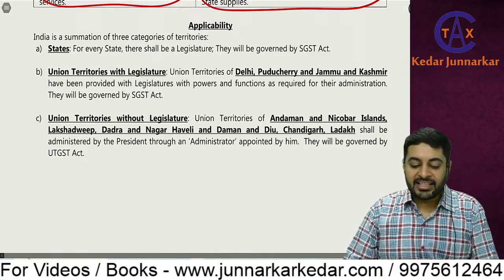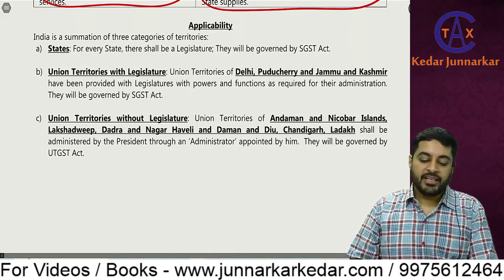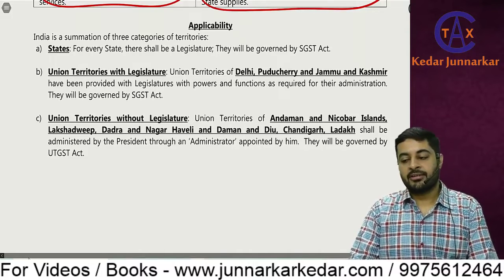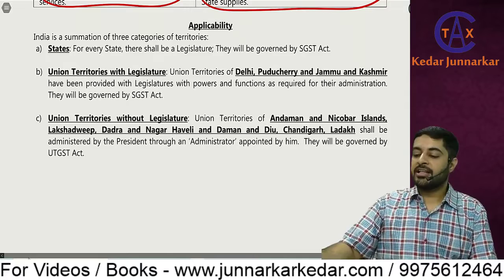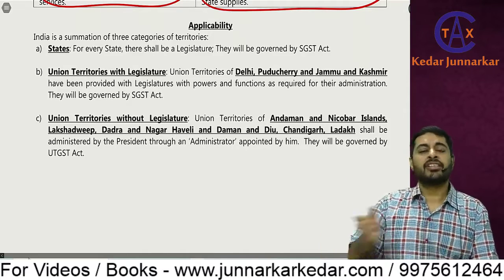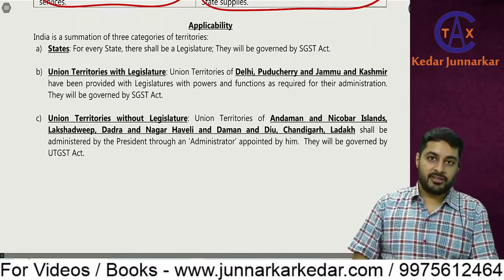Applicability: India is a summation of three categories of territories. First, states. For every state there is a legislature, and they will be governed by the SGST Act. Which are the different states? Maharashtra, Goa, Karnataka, Andhra Pradesh, Tamil Nadu, Bihar, then Kerala. These are all states. Every state has a state government and every state has a chief minister.